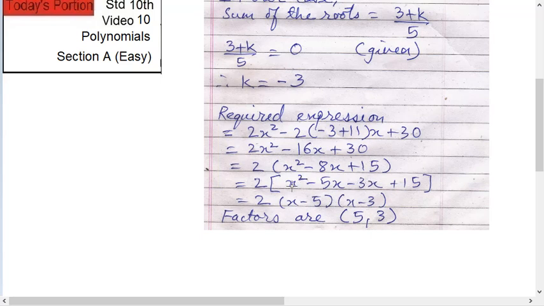So if you have 1 as the coefficient of x², you can directly take these as roots. Therefore 2(x − 5)(x − 3), right? Therefore the factors are 5 and 3, meaning x = 5 and x = 3. These are the factors. Of course 2 is also a factor, but it's a constant factor.